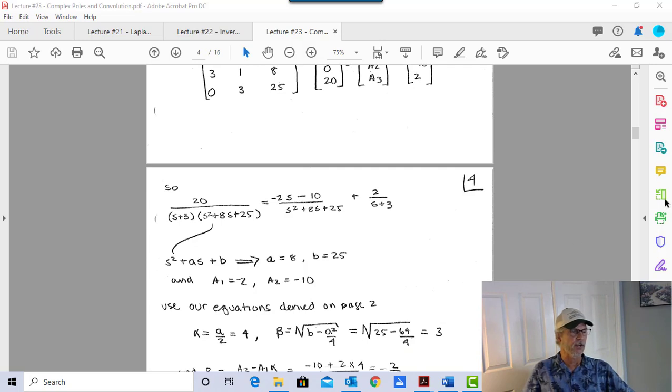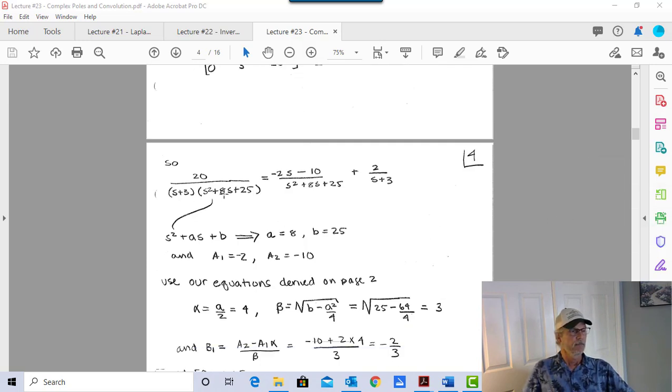All right, so now I'm going to focus on my quadratic term a little more. Remember, I know it's not just a quadratic term, it's a complex quadratic. So let's see, s squared plus as plus b, I'll say a equals 8, b equals 25, and A1 is equal to -2, and A2 is -10. I can see those here.